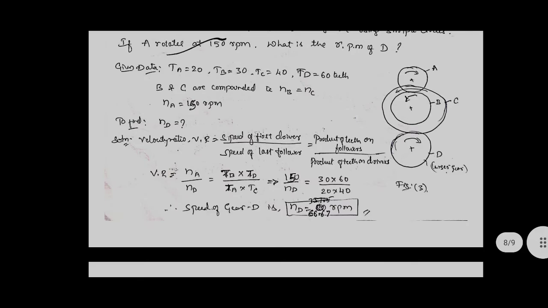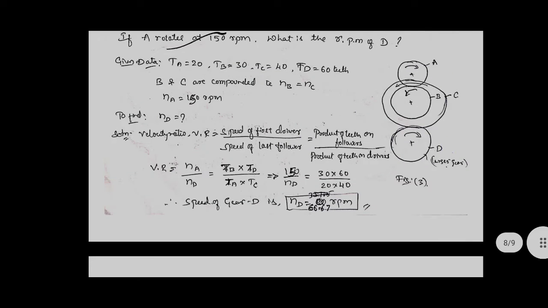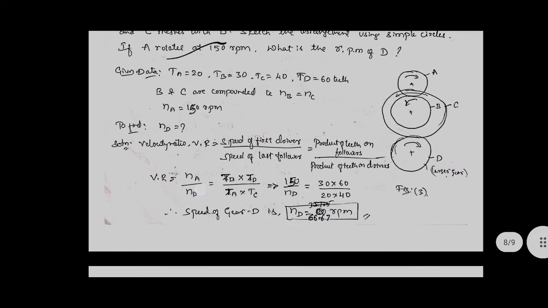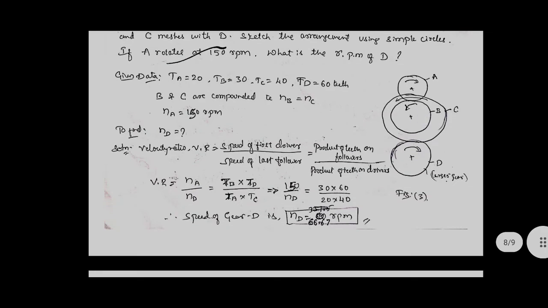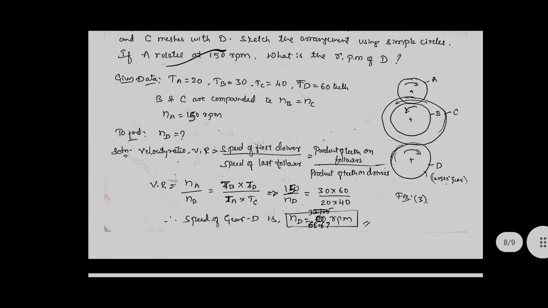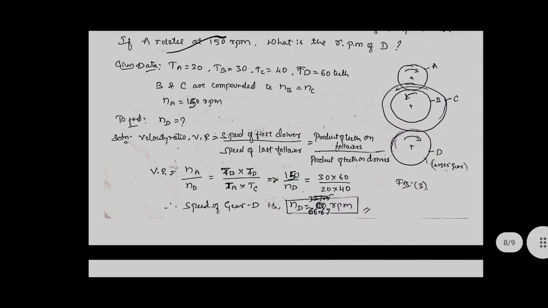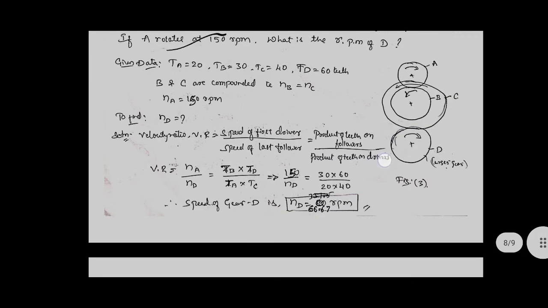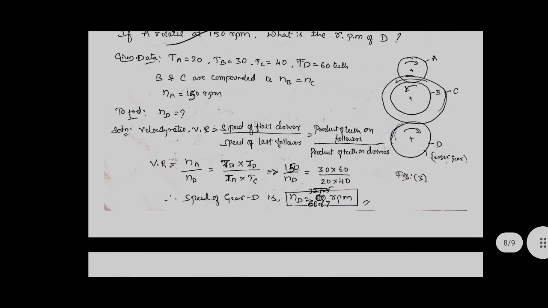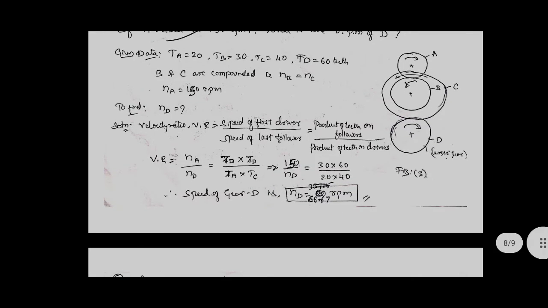The same equation: the speed of the first gear to the speed of the last gear, that is NA by ND, equals the product of the followers over the product of the drivers. B and D are the followers. You can write the followers TB into TD over TA into TC, that is the product of the teeth in reverse. So you just substitute and find out the speed of gear D. You can see ND is equal to 66.67 rpm.